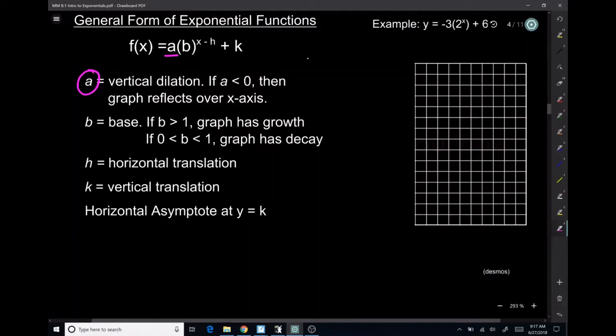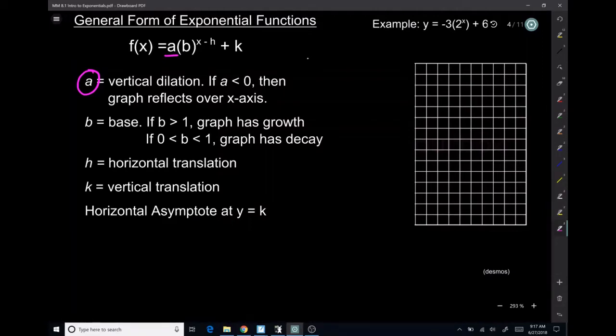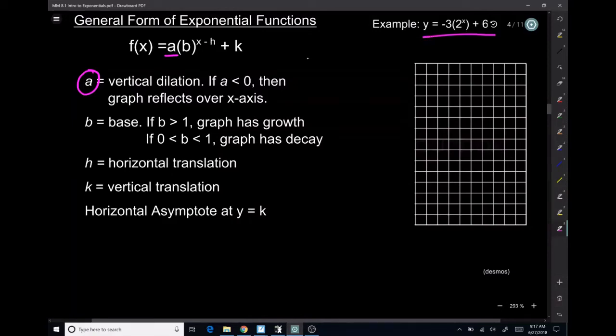H is your horizontal translation. K is your vertical translation. And you have a horizontal asymptote at the line y equals k. So we're going to graph this function over here. I'm going to draw another set of x and y axes.